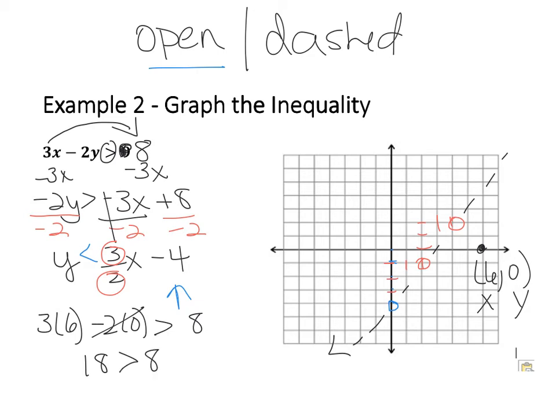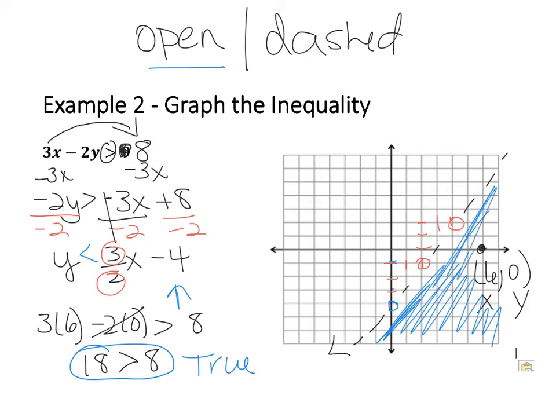Alright, so now I've substituted this in, and did this give me a true or a false statement? Last time I got a false, but look here, this time 18 is greater than 8, so this is true. So because that is true, I shade on the side of the line that has that point. If you get a false statement, you shade on the opposite side of the line from that point. If you get a true statement, you shade on the side of the line that has that point.